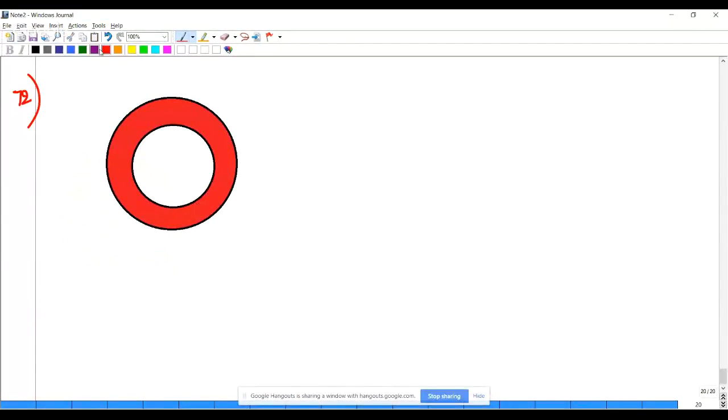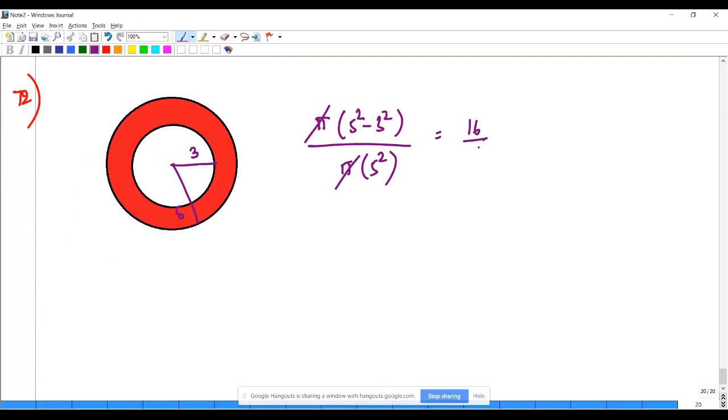We know that the smaller one is 3 and the larger one is 5. The annular zone area is 5 squared minus 3 squared, divided by the larger circle, which is 5 squared. Pi anyway cancels. 25 minus 9 is 16, so 16 by 25. That is the ratio which we need.